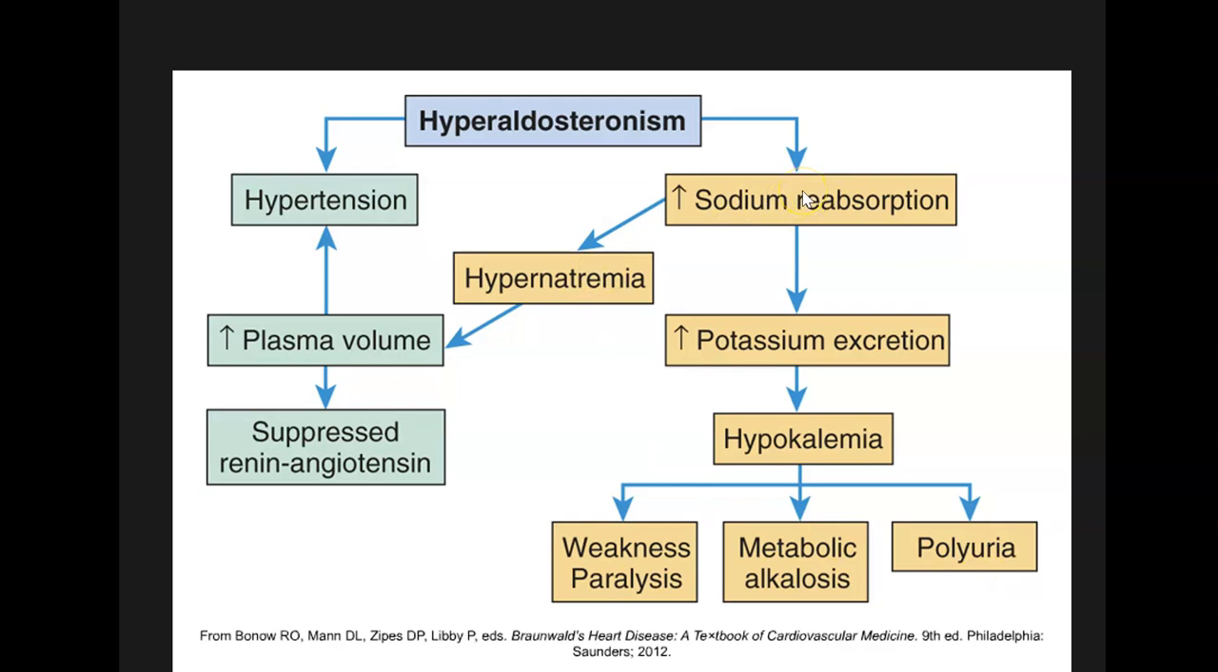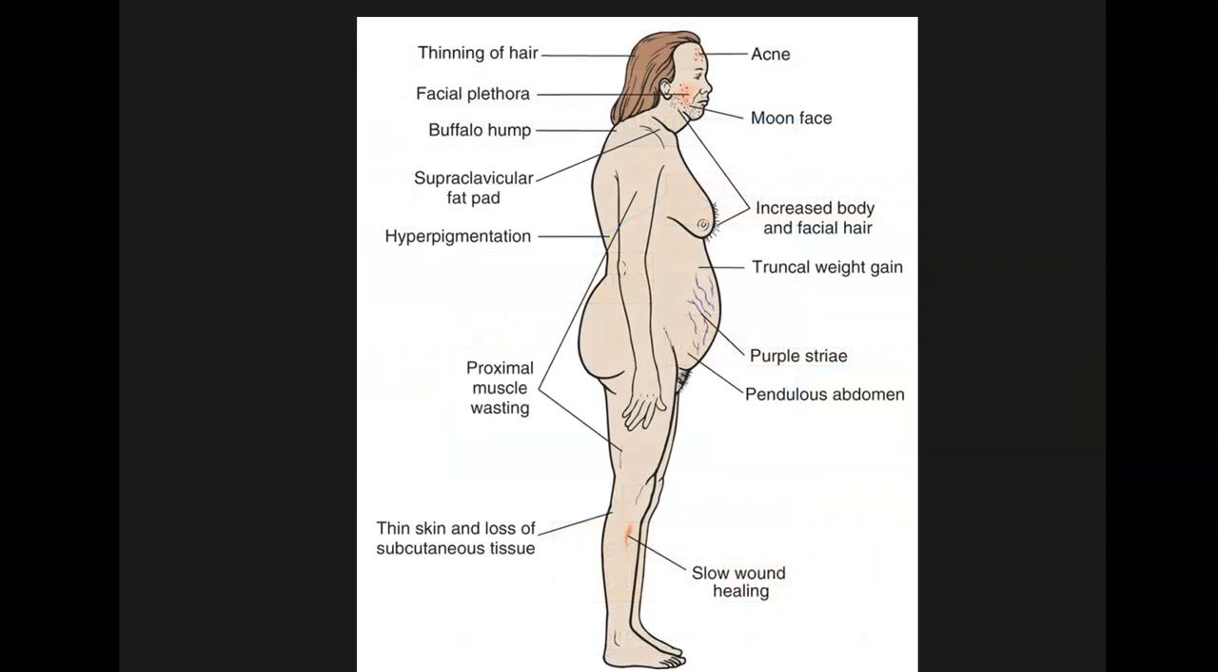The increased sodium reabsorption will lead to hypernatremia, which of course increases the plasma volume to try to offset it, and that leads to hypertension. So high blood pressure can be the result of hyperaldosteronism.